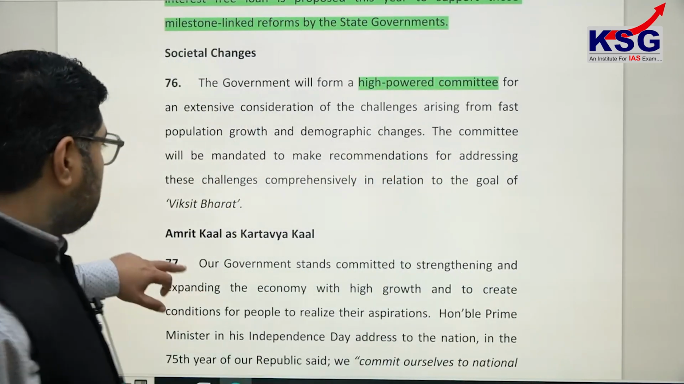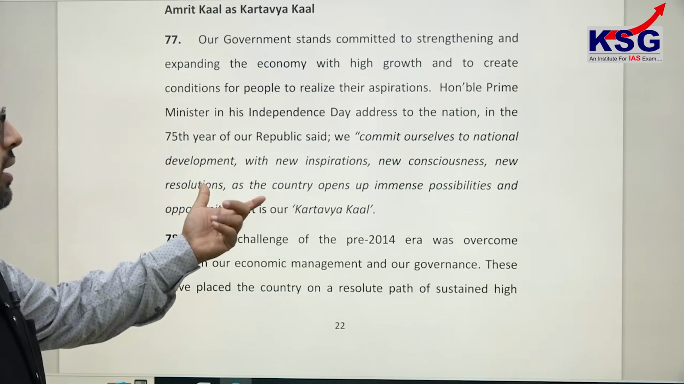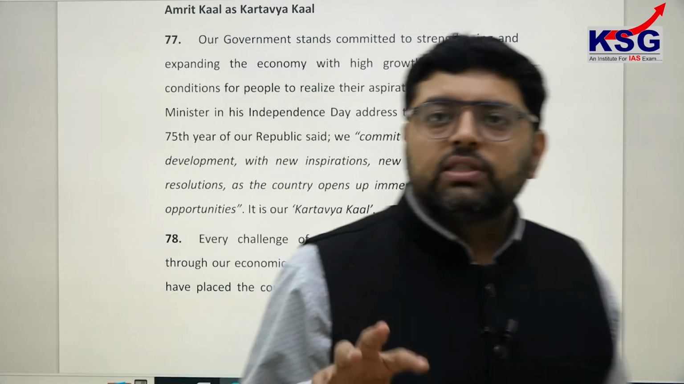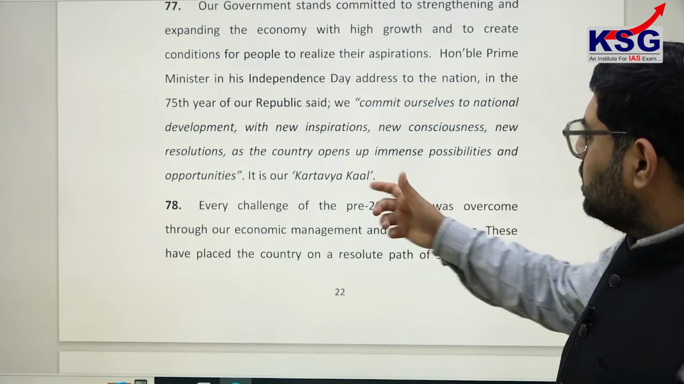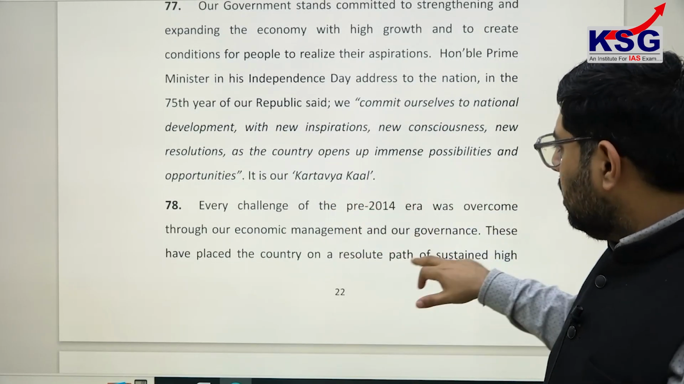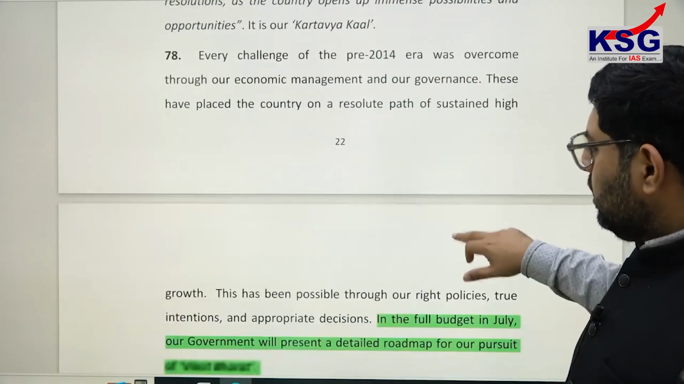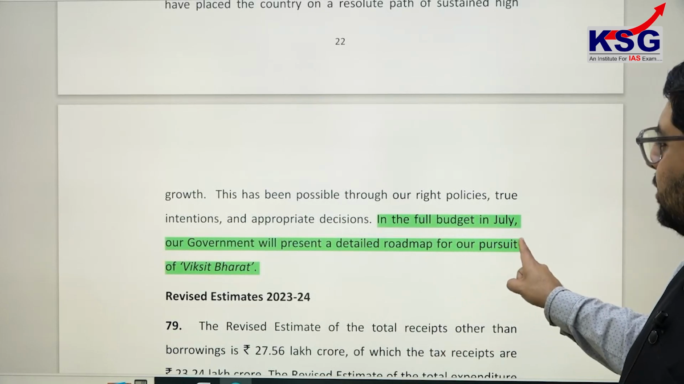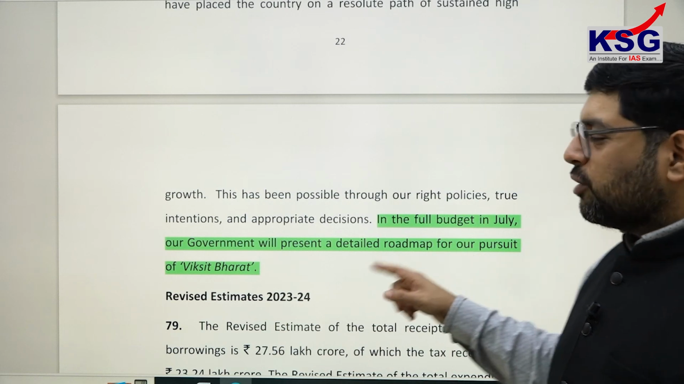Now, Amrit Kal as Kartavya Kal. Again, here the government has talked about their vision, which they have already talked about in their vision for Amrit Kal, or strategy for Amrit Kal. The same thing they have mentioned, and they said that this Amrit Kal is a Kartavya Kal where we need Sabka Saath, Sabka Vikas. And the government has also said that in the full budget in July, our government will present a detailed roadmap for our pursuit of Viksit Bharat.